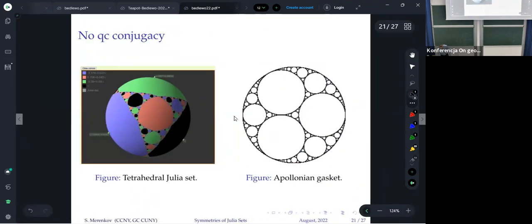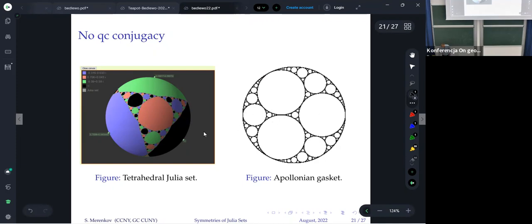So, the last 5 minutes or so that I have: Sabya and maybe Dimitrios also, I'm not sure, we'll talk more about this part in their respective talks. Sabya for sure. So we know that this is homeomorphic to the limit set. That's a Julia set, the tetrahedral Julia set. That's a limit set here.